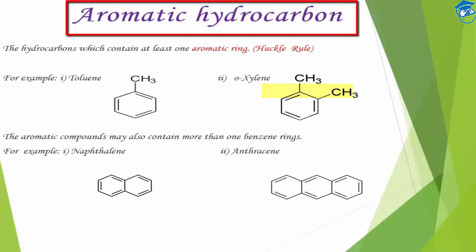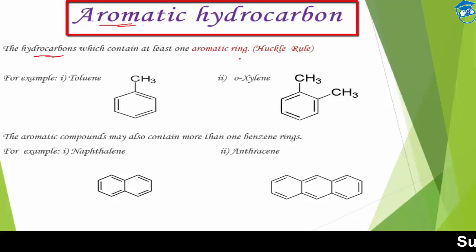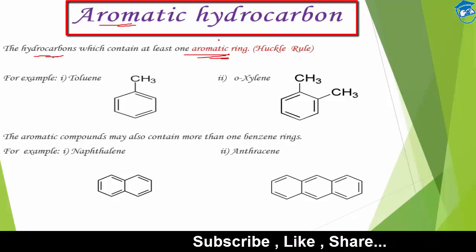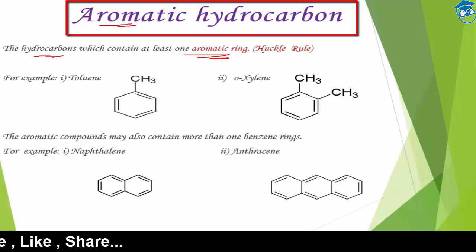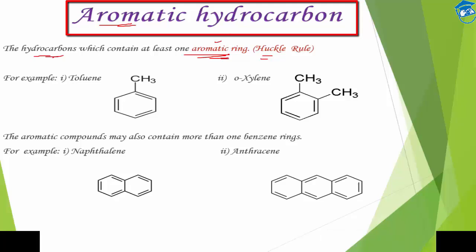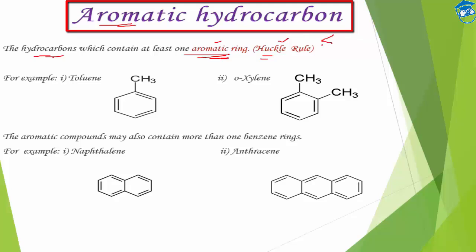Next, aromatic hydrocarbon. This is a special case, and in this kind of hydrocarbon there should be at least one aromatic ring. We have also discussed this aromatic ring in great detail in our previous chapter. You can refer to those videos. Here we will just summarize what an aromatic ring is. Any hydrocarbon which satisfies Huckel rule is known as aromatic. And in Huckel rule there are 3 criteria.